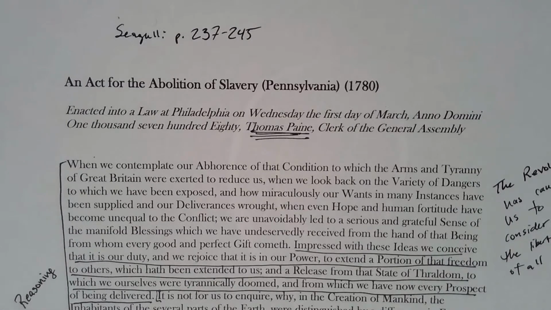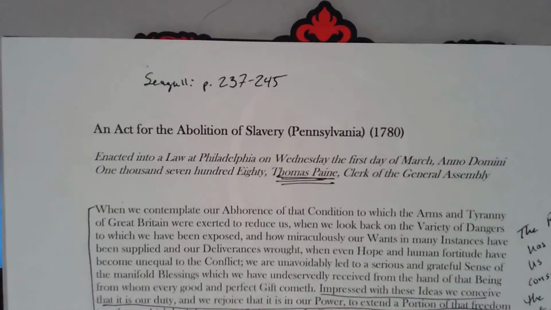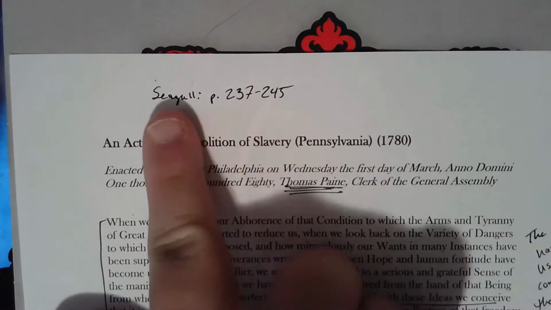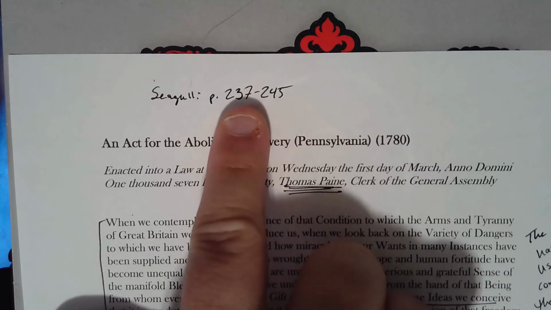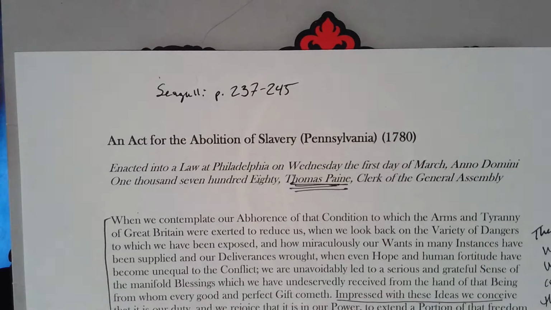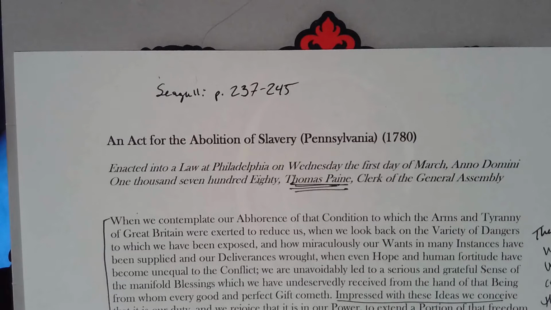So, if you're looking for page numbers, if you've got the Siegel edition, you should be reading pages 237 to 245 to give yourself a little bit of background. But the basic background is this.